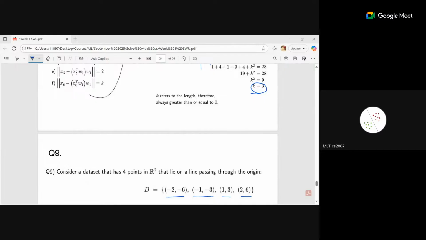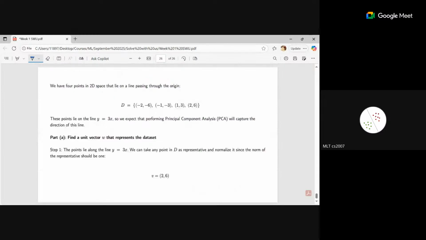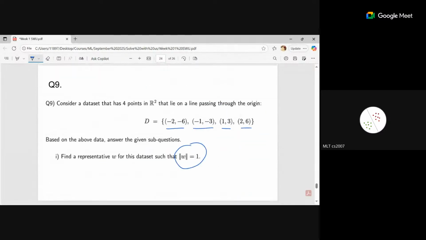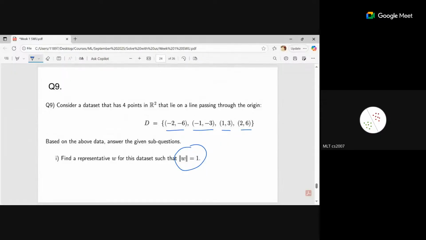Last question you want to know. So last question was this. If you are given a data set that has 4 points in R2, and these 4 points are on a line that passes through the origin. So if you look at these data points, you can easily see that they lie on the line y is equal to 3x. So you need to find a representative for this data set.